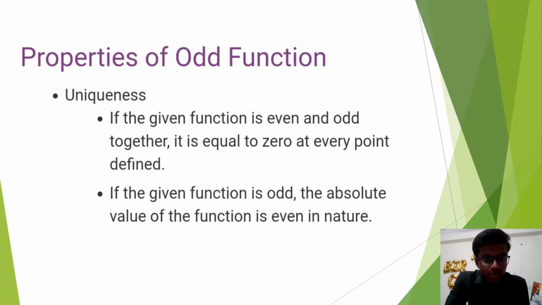Properties of odd functions. Uniqueness: if the given function is even and odd together, it is equal to 0 at every point. If the function is odd, the absolute value of the function is even in nature. You can also think of this as the half of the graph on one side of the y-axis being the upside down version of the half of the graph on the other side of the y-axis. This symmetry is a hallmark of odd functions.